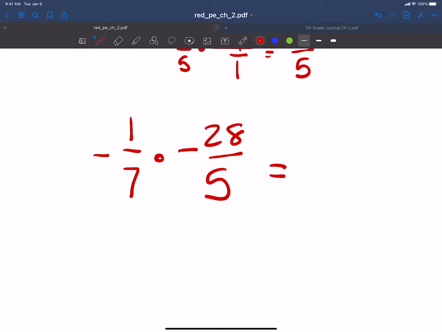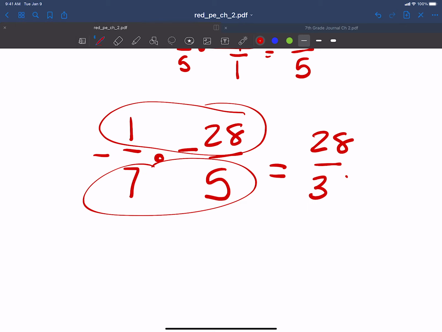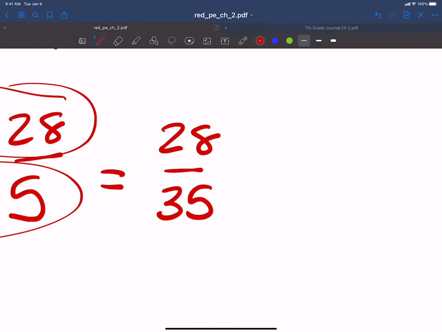Hey, psst. What did Flora say? Two negatives make a positive. Okay, my answer is going to be positive. That's nice. I can ignore my negatives. Guys, what's 28 times 1? 28. What is 7 times 5? 35. Okay, just by looking at these two numbers, can I reduce?